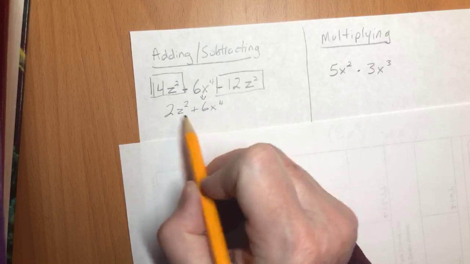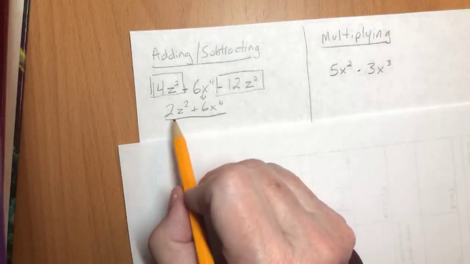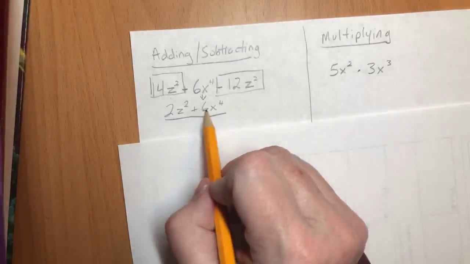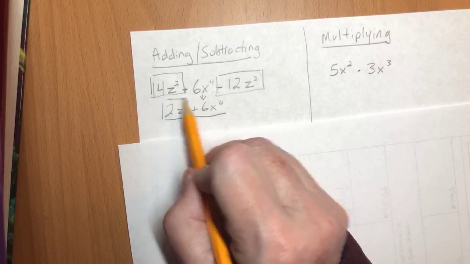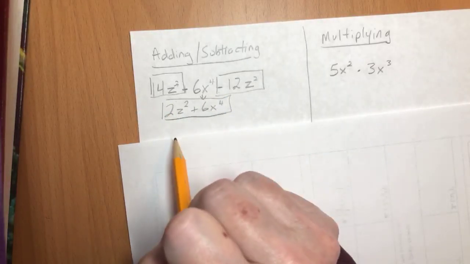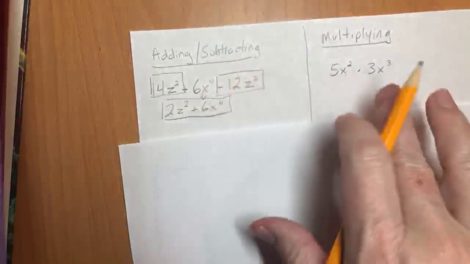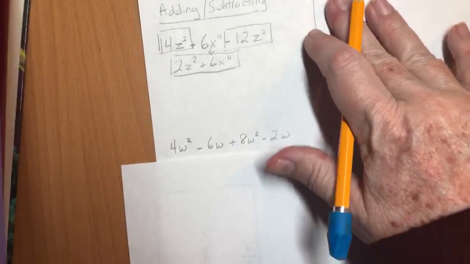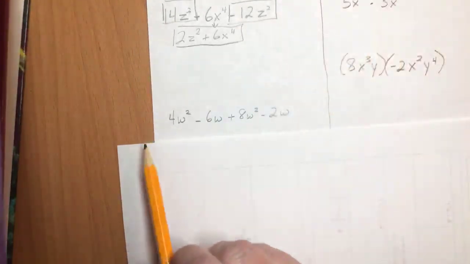All right, now this is your answer. You don't do anything else. You cannot put 2 plus 6. We just simply leave it like that. We have simplified it, done, okay? So before we move to multiplying, let's do another one.